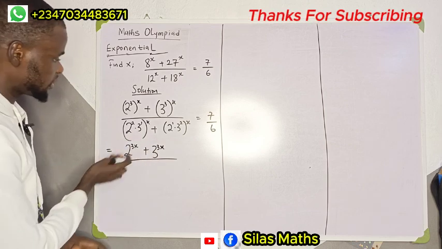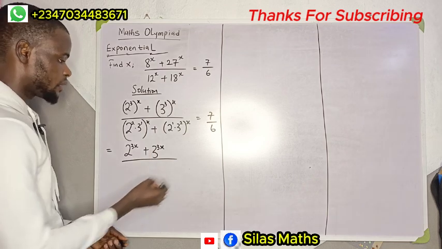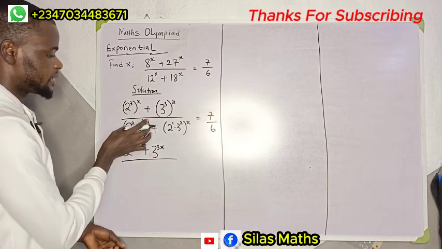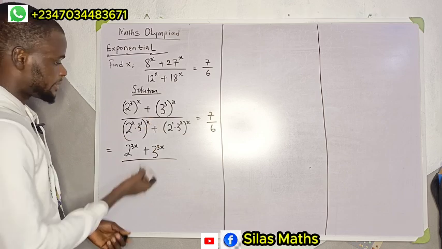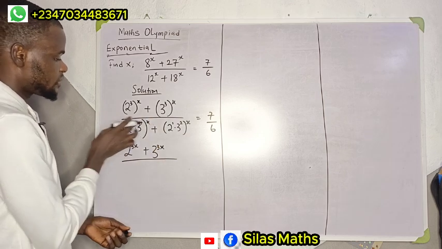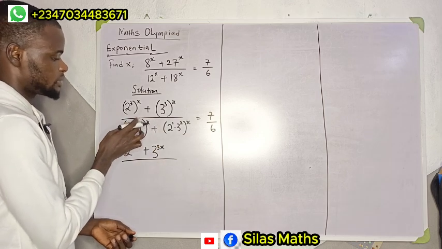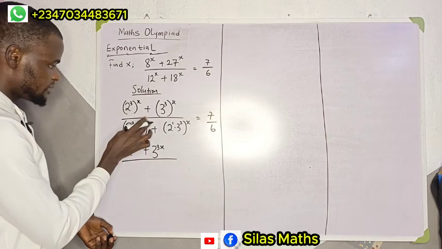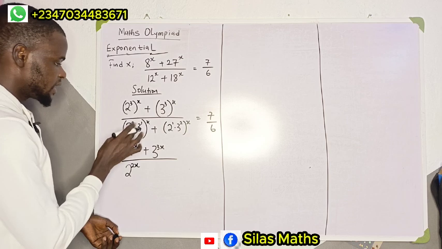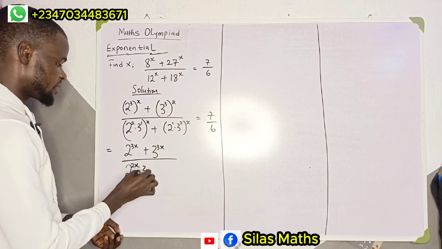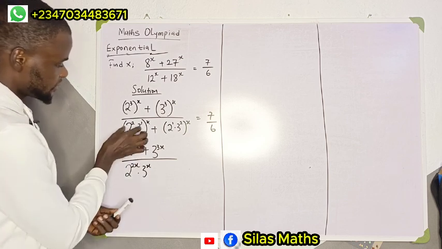Then for the denominator, remember the power to power law, and the product power law: whenever we have two numbers multiplying and raised to another power, this power will multiply the power of this one, and as well multiply the power of this one. So x times 2 is going to give me 2 to the power of 2x, then times 3 to the power of x. That is for this expression.